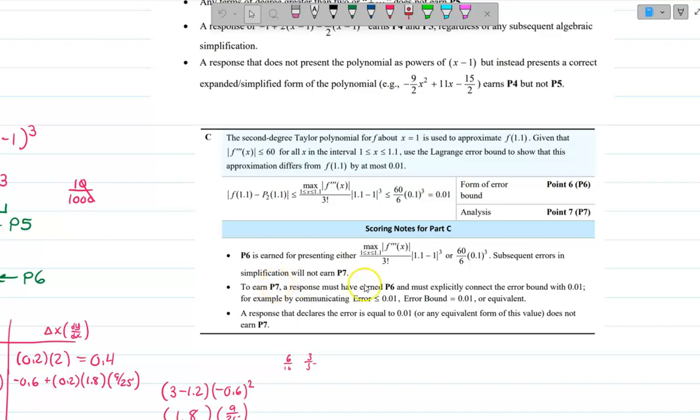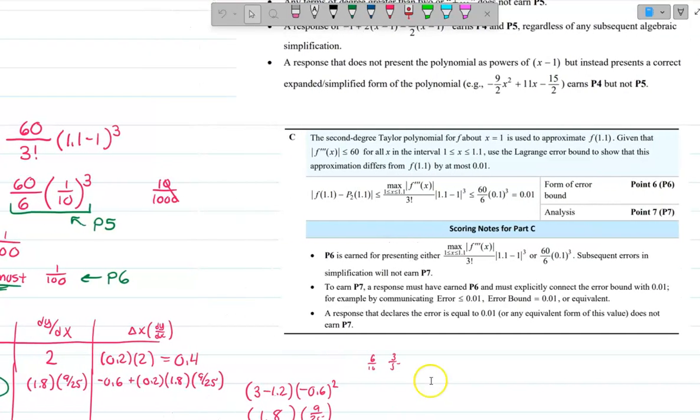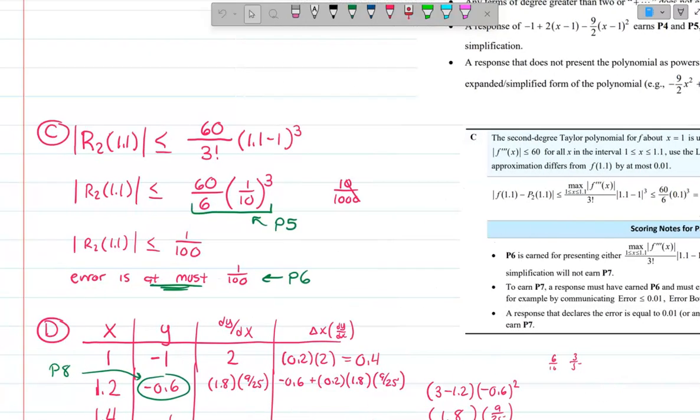And then to earn 0.7, you first had to have gotten this, but then you have to explicitly connect the error bound with 0.01, just simply communicating that the error is less than or equal to 0.1. Now, it actually is equal to 0.1, but when you say less than or equal, you're essentially covering your bases here, and you are going to be good. But the most important thing is do not say that the error is equal to. This is an error bound, so it is at most going to be this value. It is not going to be equal to exactly that value.